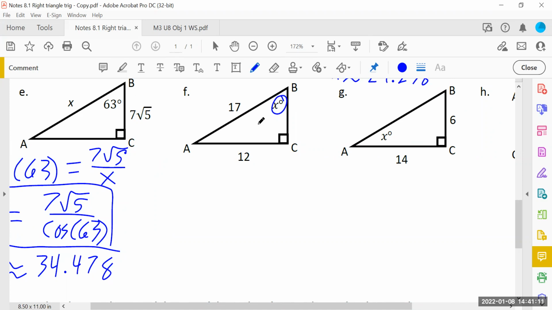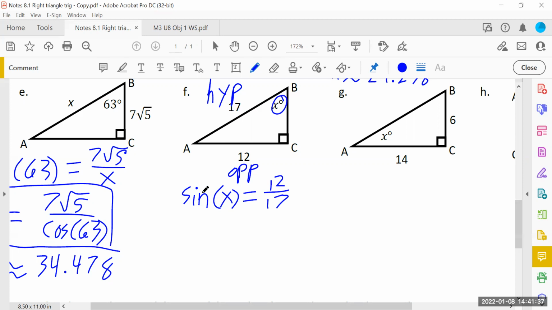Once we get to F, though, we now suddenly find that we're looking for the angle itself. To find the angle itself, we're going to set everything up the same way. So here I've still got the opposite and hypotenuse. So I'm setting this up as sine of x is equal to 12 over 17. But now I'm going to use a completely different function, the inverse function of sine, to be able to get my answer.